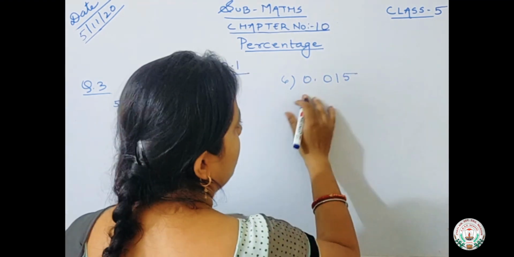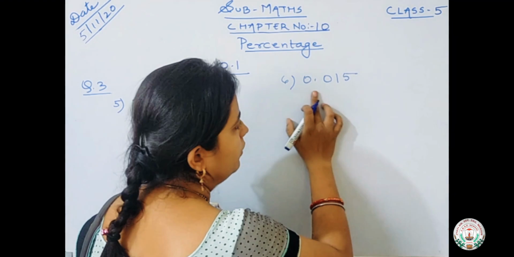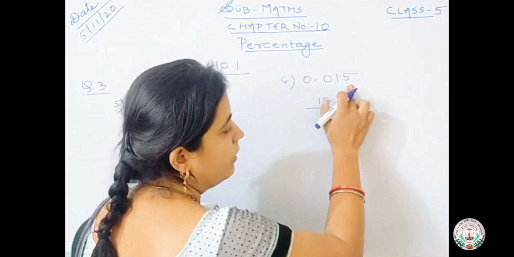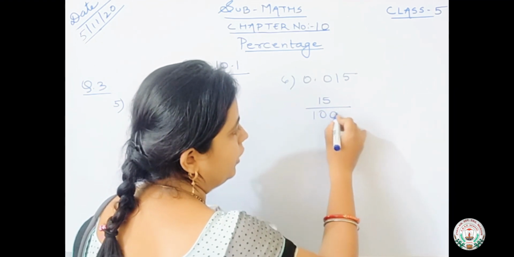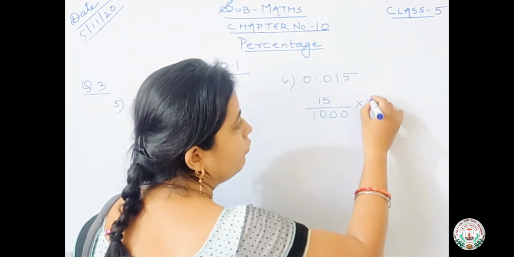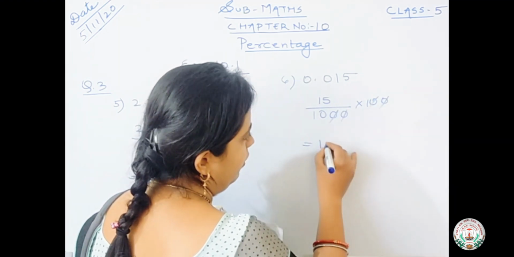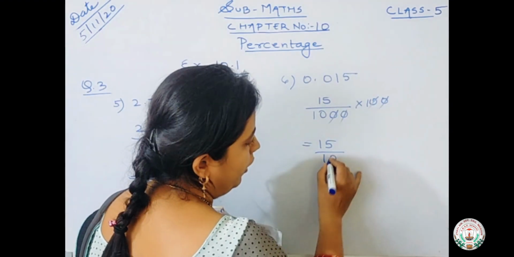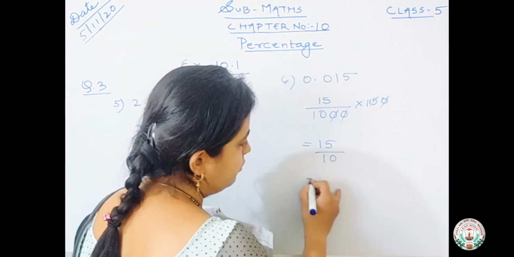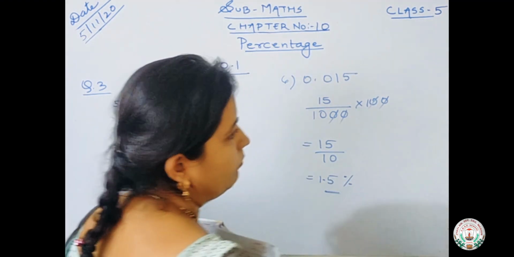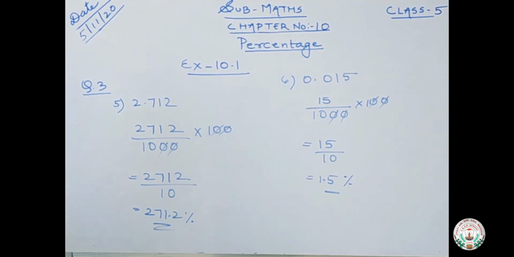Number 6 is 0.015. Again we will remove the decimal. How many places of decimal are here? 3. So we will put 3 zeros into 100. 2 zeros cancelled out. What is left out? 15 upon 10. 1 zero is here, so we will place the decimal accordingly. 1.5%. Okay.